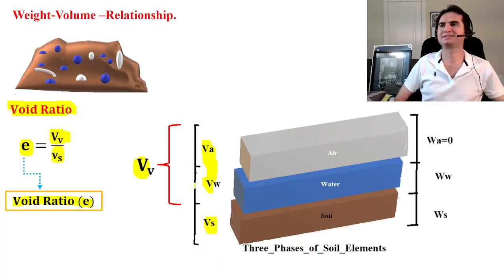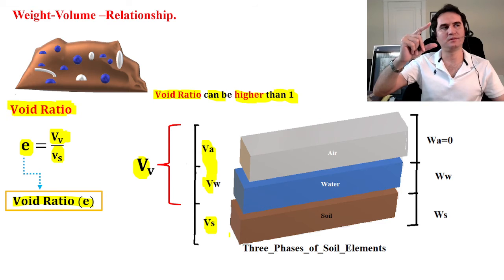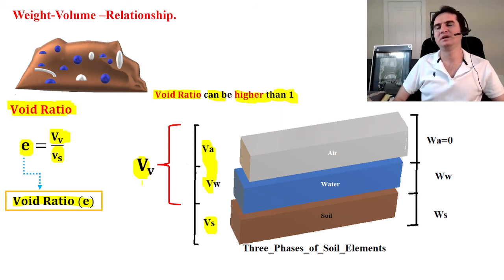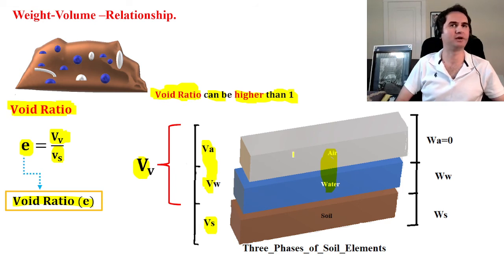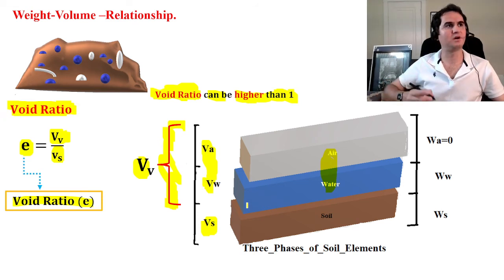So definitely you can see void ratio can be smaller or bigger than 1. If the soil portion is bigger, it can be smaller than 1 because your denominator is increasing. If the total of these two is bigger than the volume of your soil, the void ratio definitely increases more than 1, because the ratio of this volume over this volume is definitely bigger than 1.